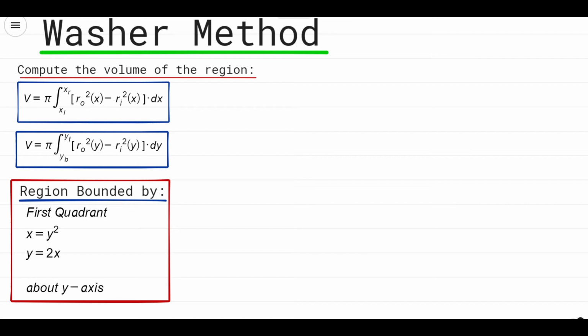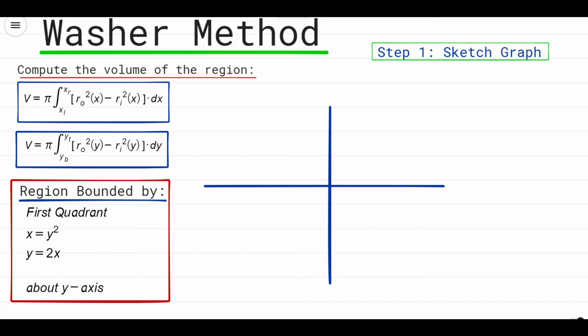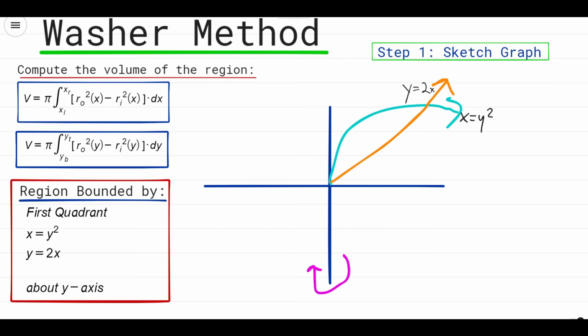So in this example, again, the region is bounded by the first quadrant, x equals y squared, y equals 2x, and it's about the y-axis. Right off the bat, by now we should know it's revolving about the y-axis, so we're going to use terms of r of y. So we're going to sketch the graph, and we know this revolves about the y-axis, and we're going to draw the lines. So this line right here, the teal line is x equals y squared, and the orange line is y equals 2x.